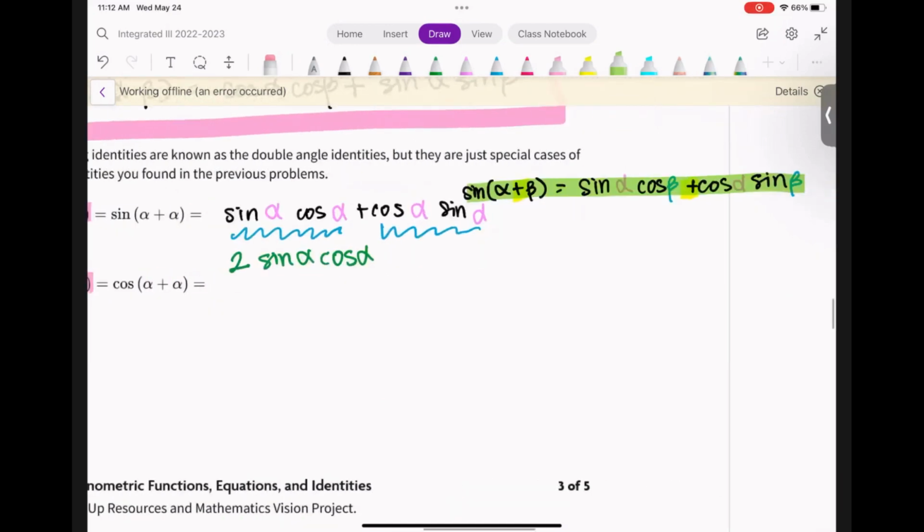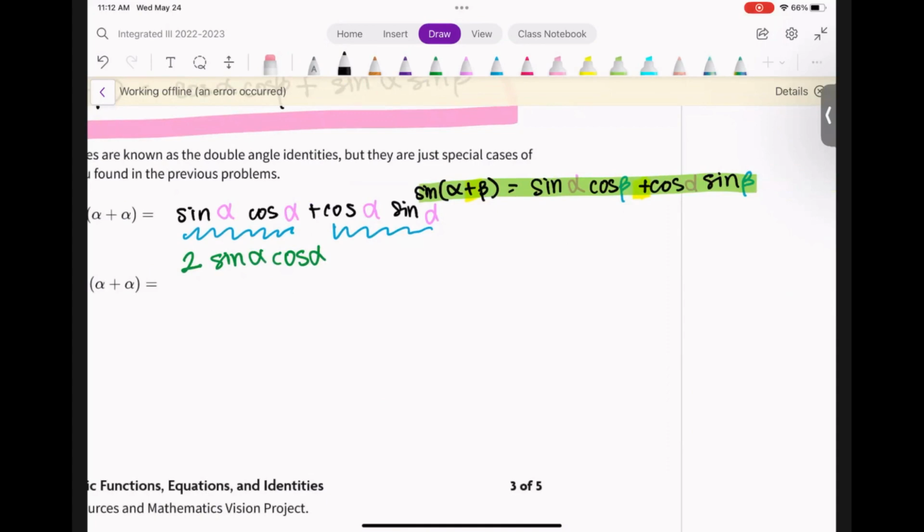So now you can use this thing. You could have used it before, but I'm just going to write it down. So sine 2 alpha equals 2 sine alpha cosine alpha. Okay, so this is another formula that you now can use. It's a tool. You could have actually used it before, but now you know where it comes from.